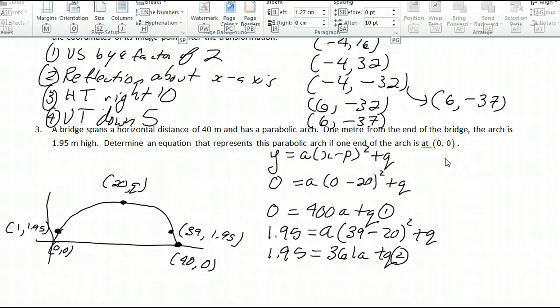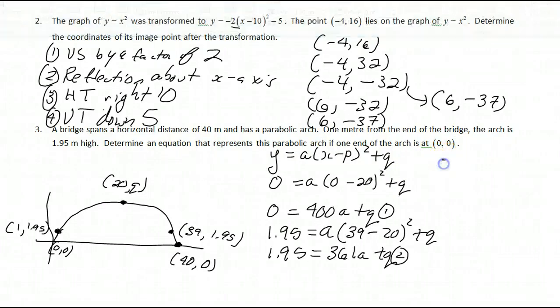Okay, so let's go over here, and we will solve that system. So 400a plus q equals 0.